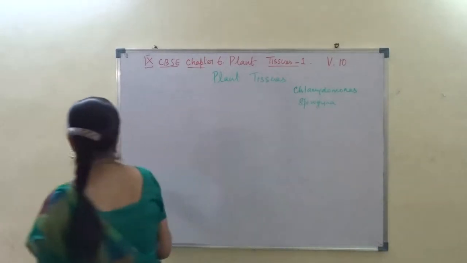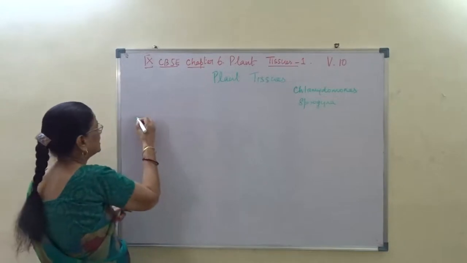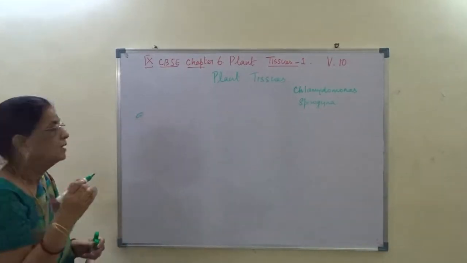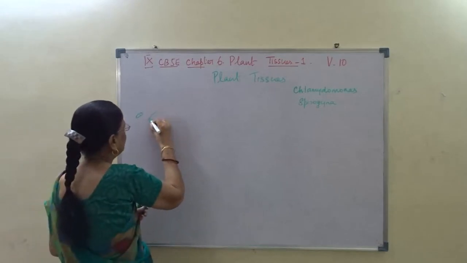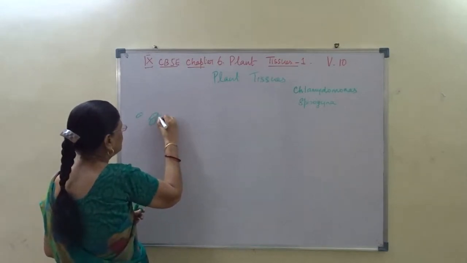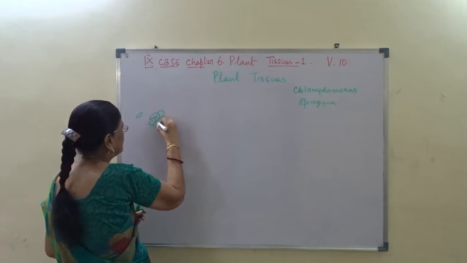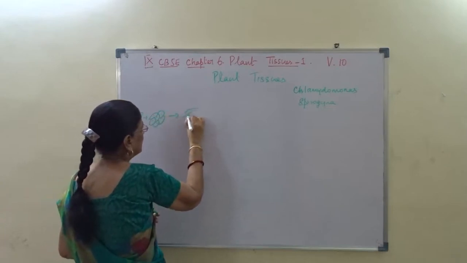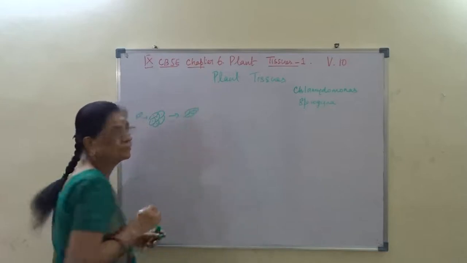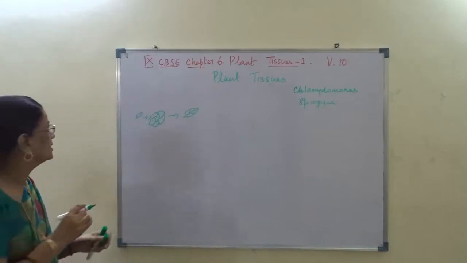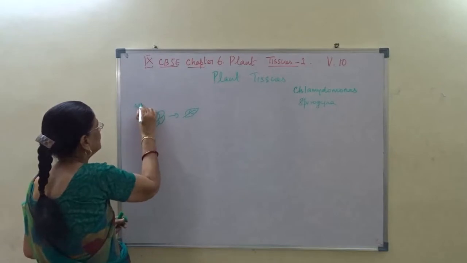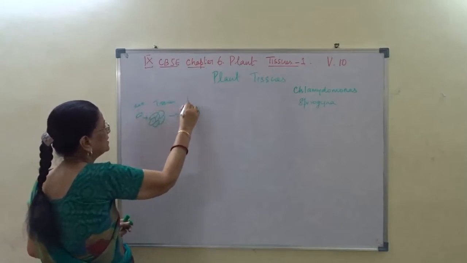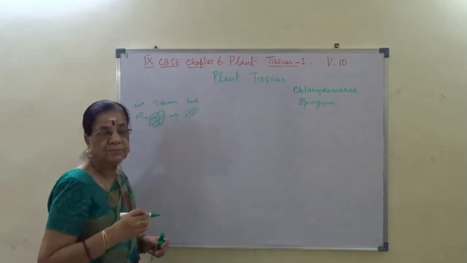Now, as we know, first there is a single cell, and these cells form a group of tissues like this, and then tissues form an organ. I hope you follow this. So this is the cell, these are tissues, and then this is a leaf.